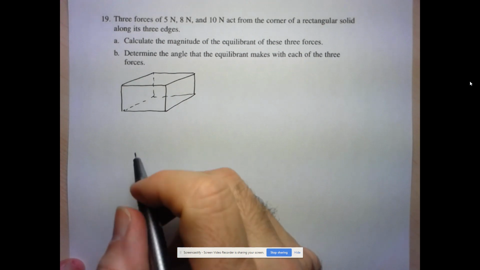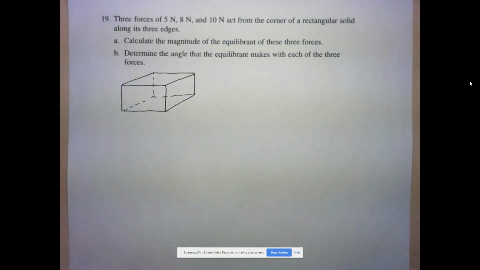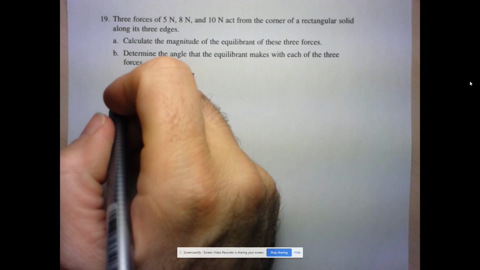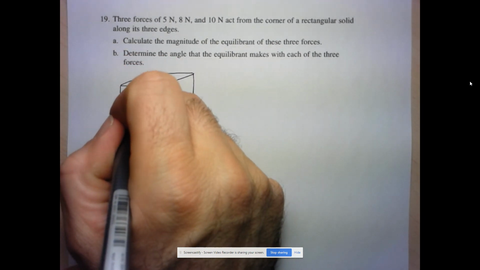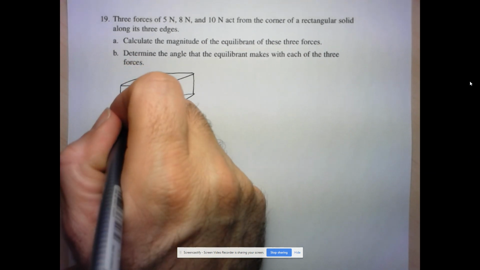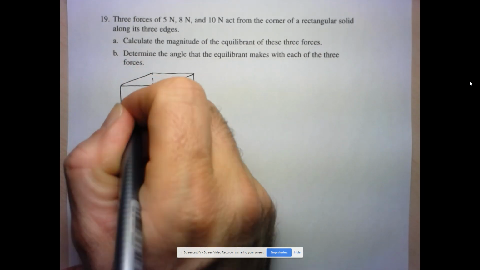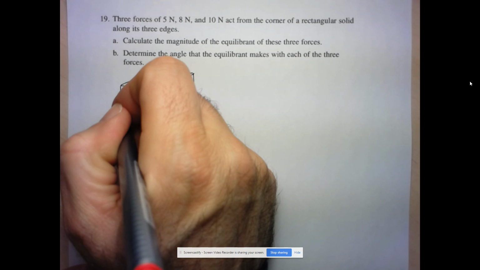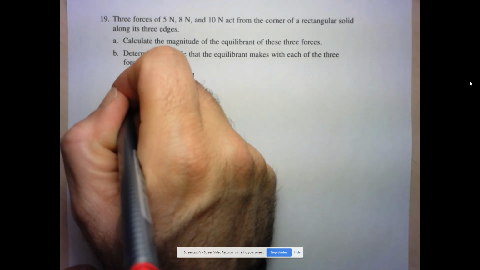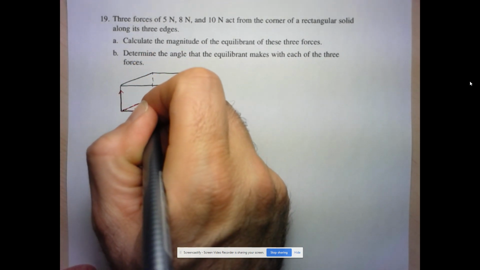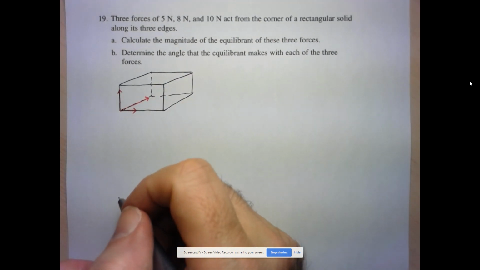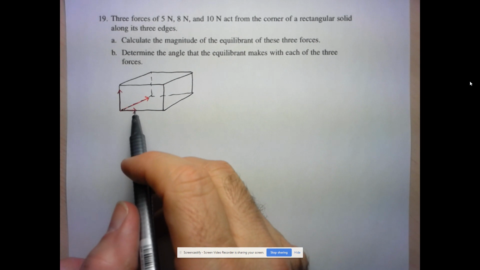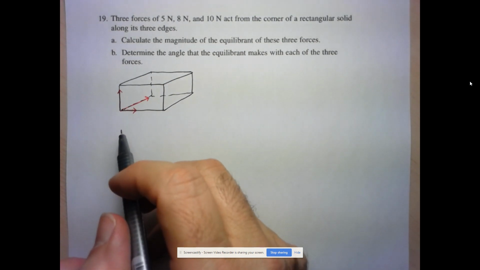And we have to pick one of these corners. It doesn't specify which corner it's going to be, so I'll pick this corner here. And it says that it extends from the corner along the three edges. So I've got a 5 Newton force, an 8 Newton force, and a 10 Newton force that are acting along the edges. If they want the equilibrant, the first thing is to add the three vectors to find the actual resultant, to find the net force.